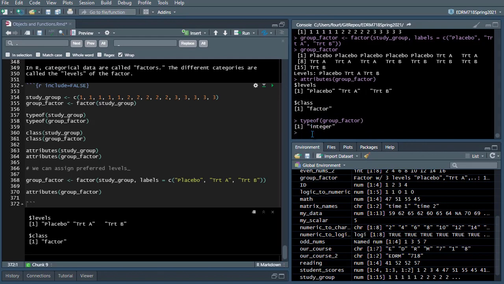If I look at the type of group factor, you're still going to see integer. That means behind the scenes, the data are still stored as integers. That makes it more efficient for R than actually storing these characters of placebo, treatment A, treatment B. So really, in the storage that R is doing for this factor, it has the integers 1, 2, and 3, but anytime you now want to look at those factors, it's going to convert the 1 to placebo, the 2 to treatment A, and the 3 to treatment B.